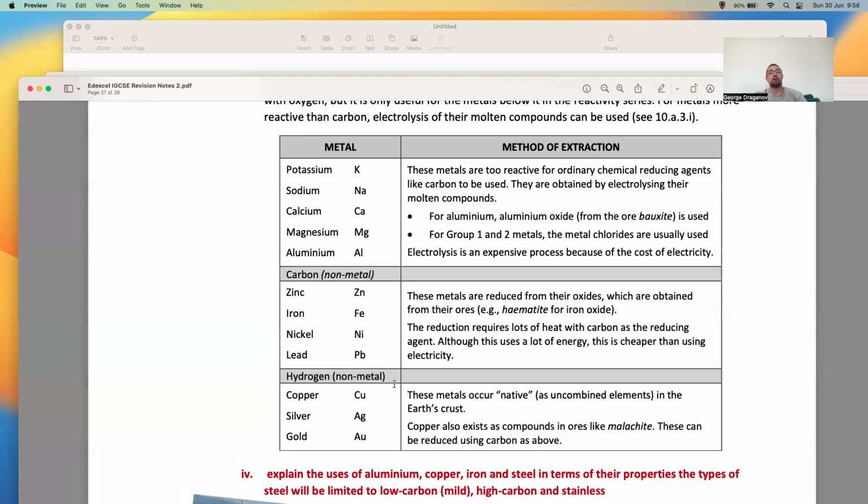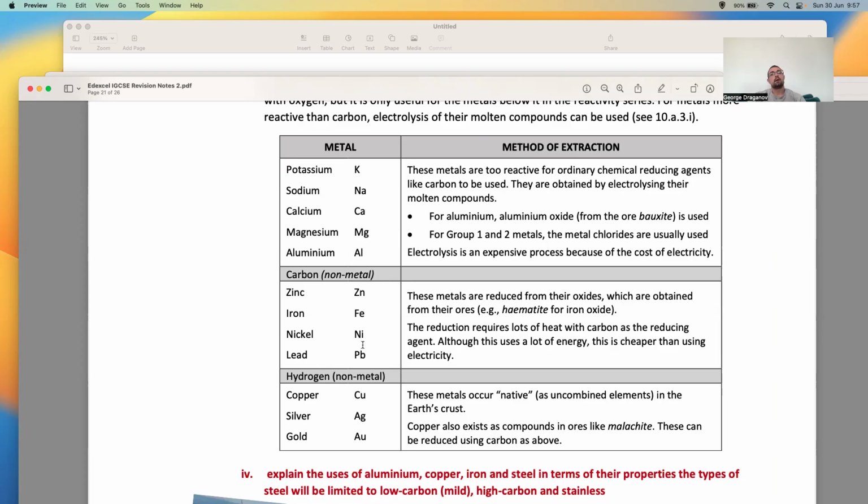So if we start with the least reactive ones, these metals are usually found in their native form. That means they're uncombined with no oxygen, with nothing. They're just found in the Earth's crust, so you can extract them by digging. Copper, though, does come from an ore called malachite. You don't actually need to know copper extraction for the purpose of Edexcel. For AQA, you do need to worry about copper extraction, and I'm going to make a separate lesson on that.